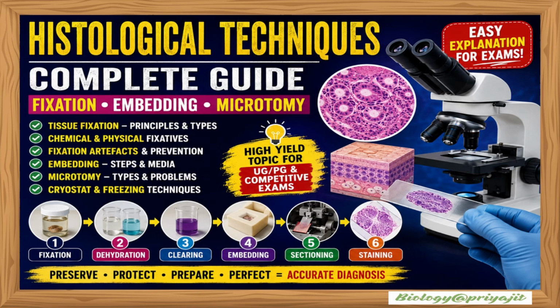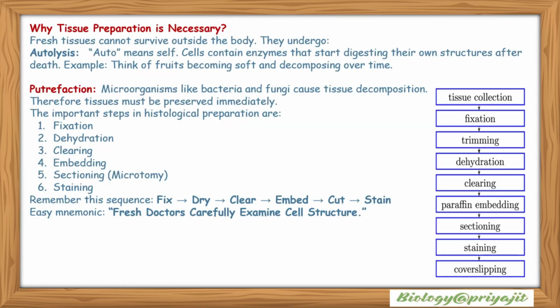In this class, we will learn fixatives, fixation procedures, embedding, microtomy like cryostat, artifacts and exam important concepts useful for undergraduate and postgraduate, viva and other theoretical competitive examinations. Let's begin. Why is tissue preparation necessary?